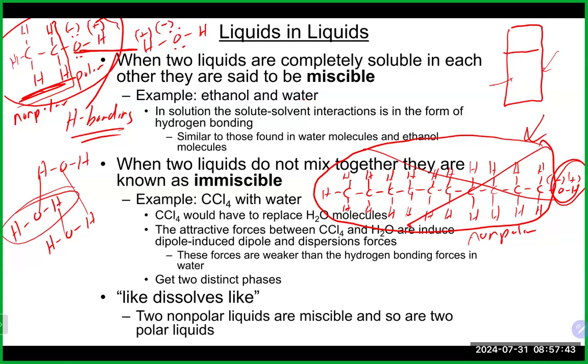But overall, when we talk about solubility of things together, we're talking about how these things can interact. And typically, if they are interacting with the same type of intermolecular force, they're typically going to be soluble. If they're trying to use different types of intermolecular forces, they're not going to be so well. When we do have two liquids that do not mix together, they're known as being immiscible.